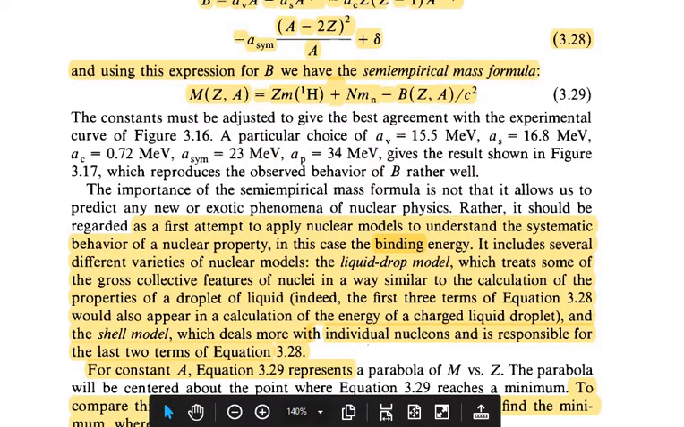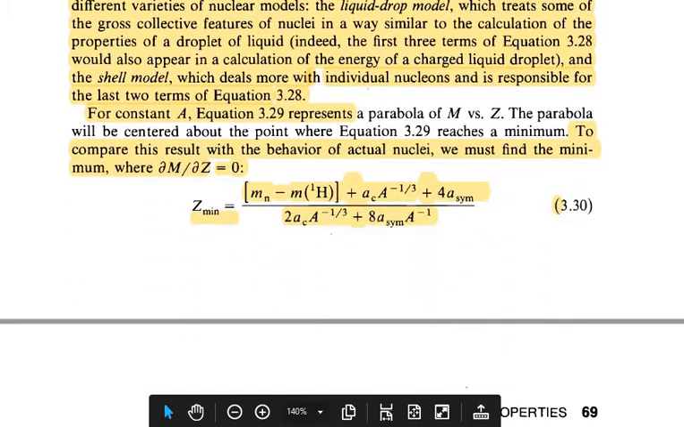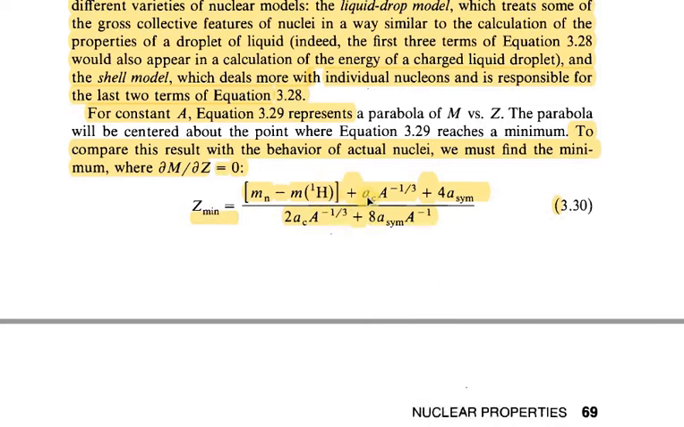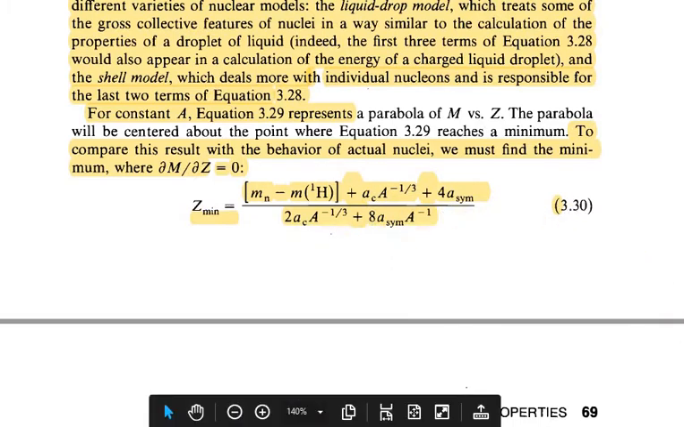Then we will find ∂M/∂Z, and we have got Z minimum as equal to (Mn minus M1H plus a_c A^(-1/3) plus 4 a_sym/2) divided by (2 a_c A^(-1/3) plus 8 a_sym A^(-1)). This equation gives Z minimum, equation 3.30.